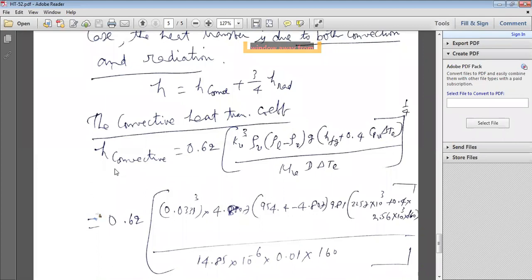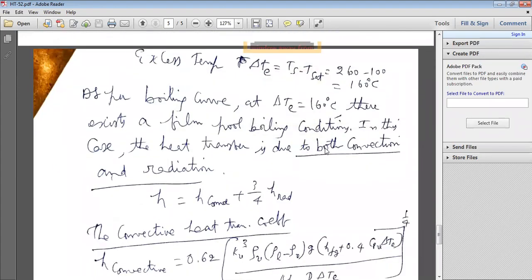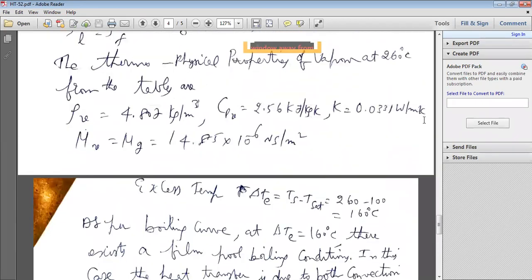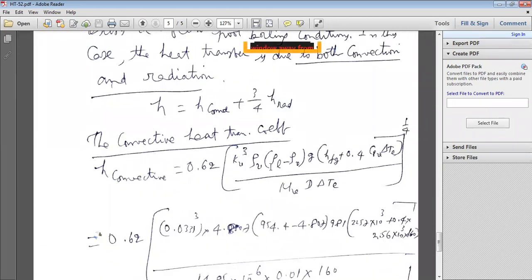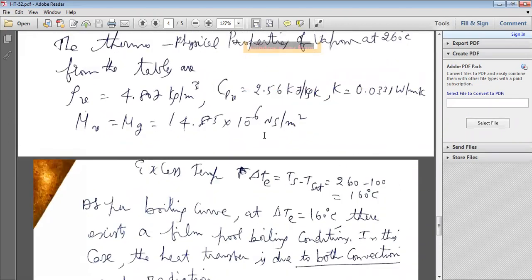So the convection heat transfer coefficient, H convective, I gave the formula: 0.62 into kV cube, that is thermal conductivity of vapor cubed, into density rho V of vapor, into rho L, density of liquid, minus rho V, into g, into h_fg plus 0.4 into C_pV into delta T, all divided by mu V into D into delta T excess. That was given in the last class. All to the power of 1/4. So substitute the available values from the data book.